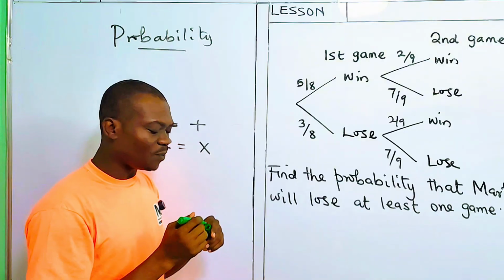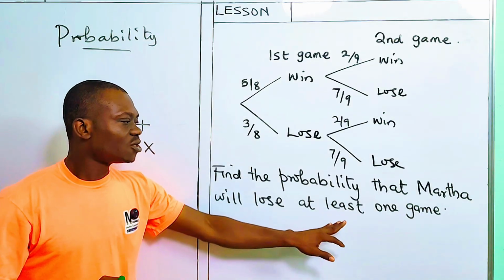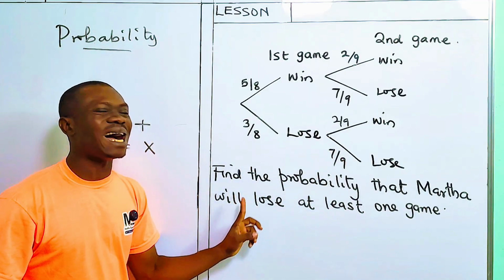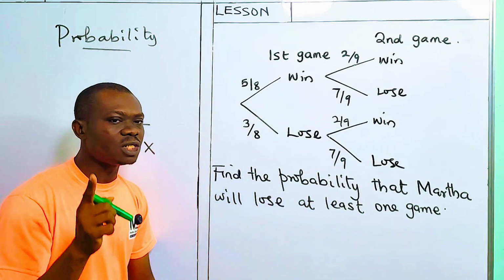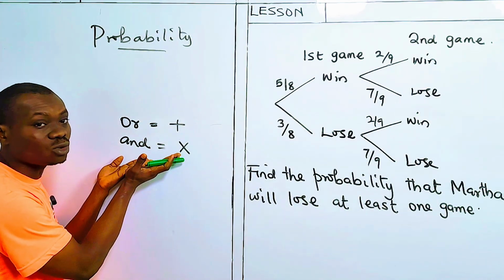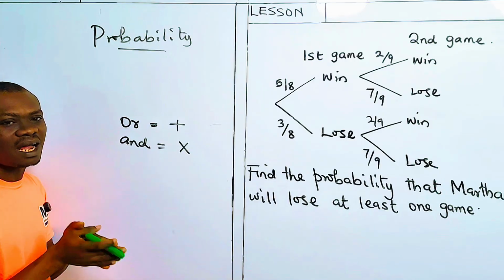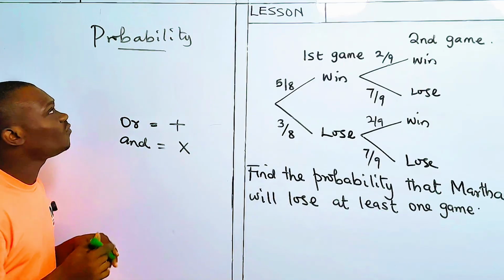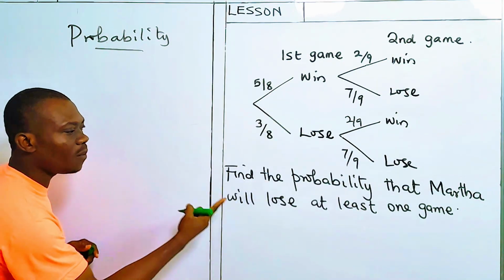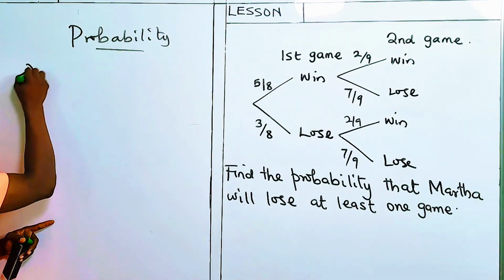Secondly, you need to be able to interpret what the question requires. Here we are told to find the probability that Martha will lose at least one game. What does that mean? You need to do the interpretation, and that will help you know which are mutually exclusive and which are independent events. So let's look at that. For Martha to lose at least one game, what does that mean?